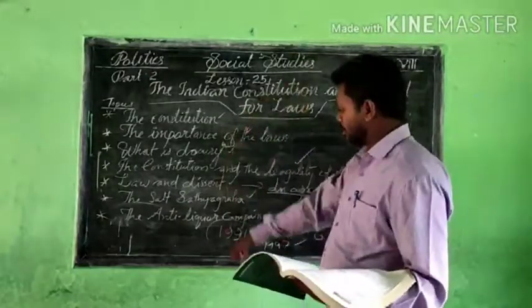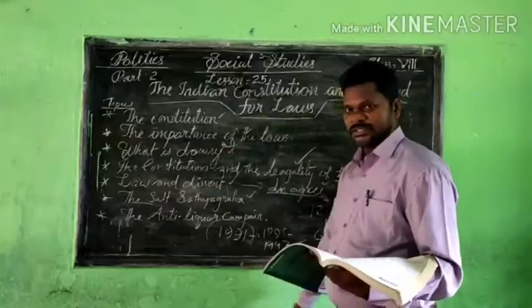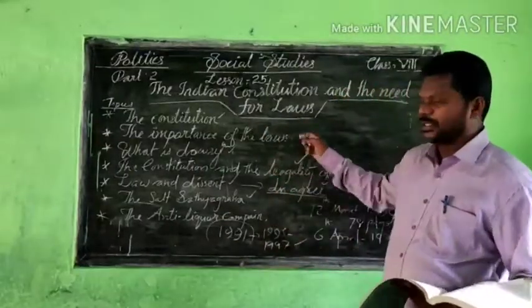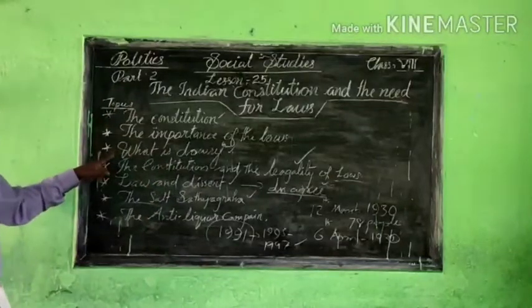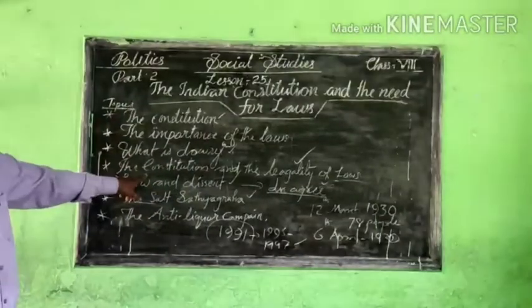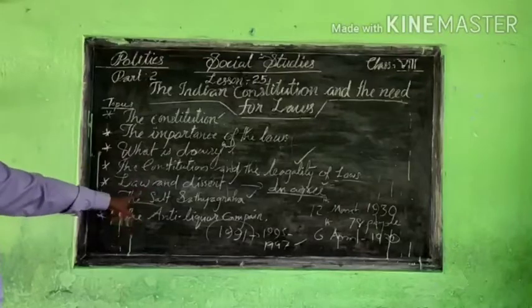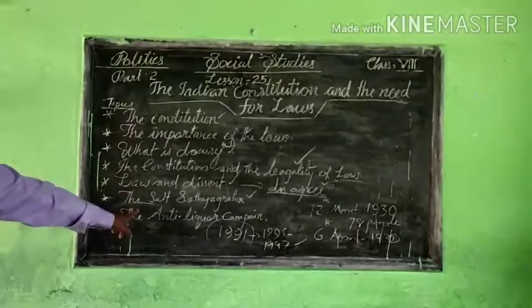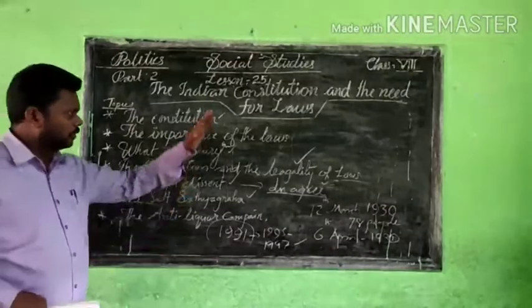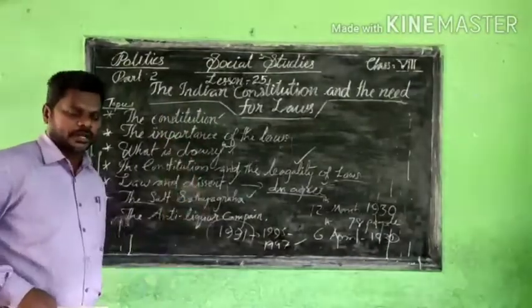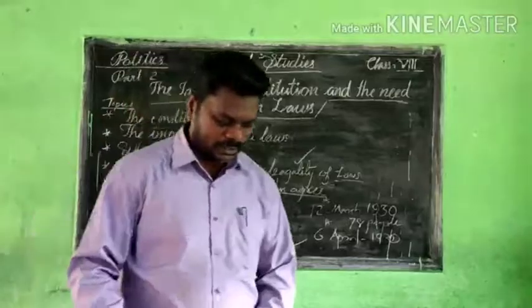So now I hope we have covered almost all the lessons of the topic. From this lesson we got information about the constitution and the importance of laws, what is dowry, the legality of the law and dissent, the Salt Satyagraha, and finally the anti-liquor campaign. I hope you understand this lesson.